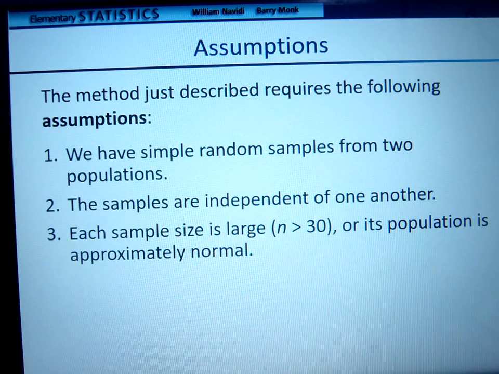So the method we just described requires the following assumptions. We have simple random samples from two populations. The samples are independent of one another, and each sample size is large, which is greater than 30, or its population is approximately normal.